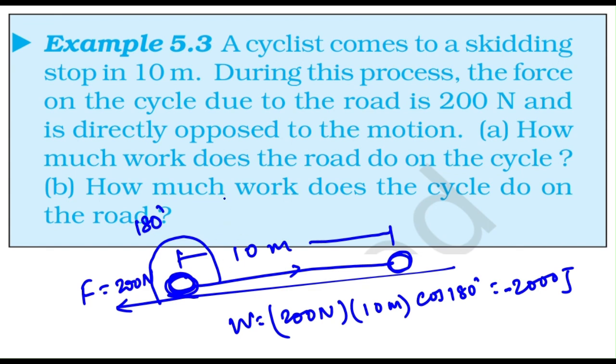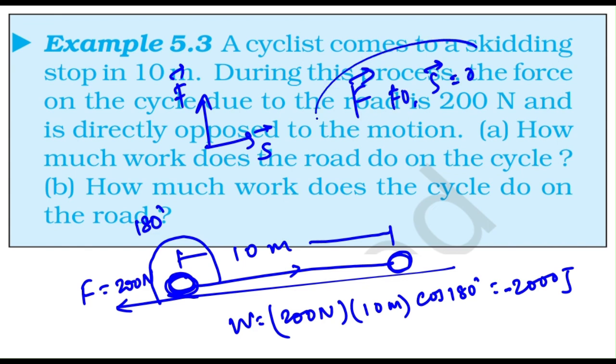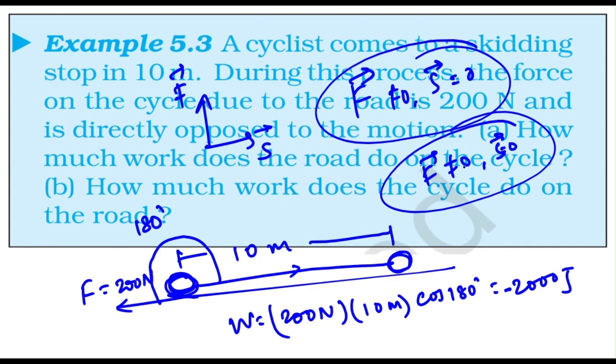We have discussed three different cases when there is no work. In one case, there is 90 degree between force and displacement. In another case, there is force but no displacement. And there is another where there is no force. So there is no work done if there is no force. But what is happening here?